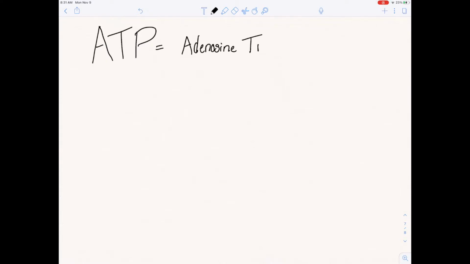Those letters stand for adenosine triphosphate. Tri meaning that there are three. So there are three phosphate groups here, which I represent by a capital P with a circle around it. But again, that phosphate group is a phosphorus attached to 4 oxygens.